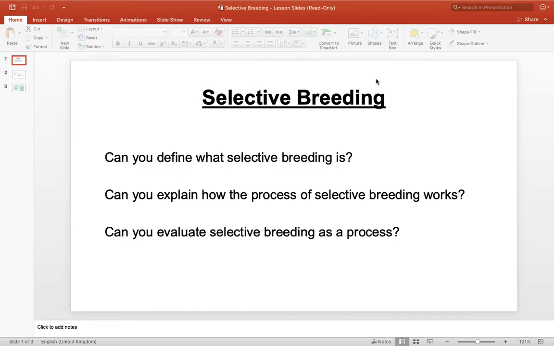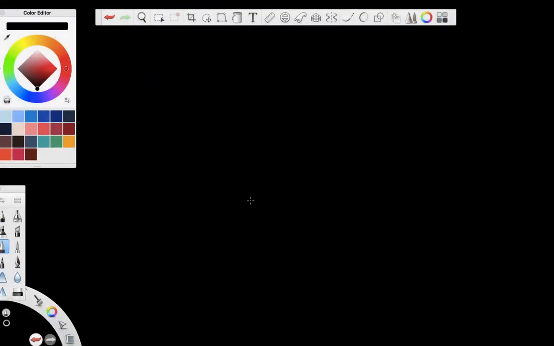So today I would like you to write the title in your book as you would do any other lesson, selective breeding. By the end of the lesson you should be able to define what selective breeding is, explain the process of selective breeding, and evaluate selective breeding as a process. So our first keyword today, or key term, is the term selective breeding.